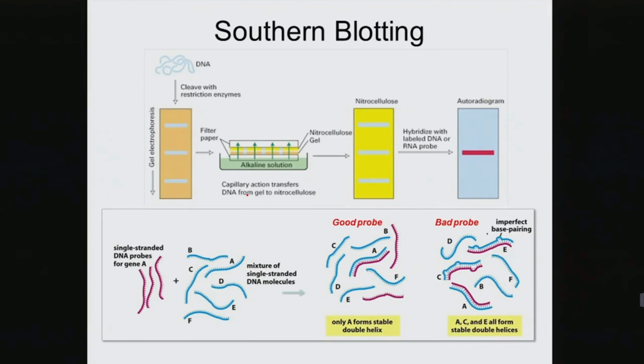So you have your nitrocellulose. You can't visualize anything on the nitrocellulose component here, but if you create probes, which can be very complementary to a specific sequence you're looking for in a particular fragment, you can hybridize these probes to that DNA fragment, and again, using radioactive label, you can actually detect the signal through an autoradiogram.